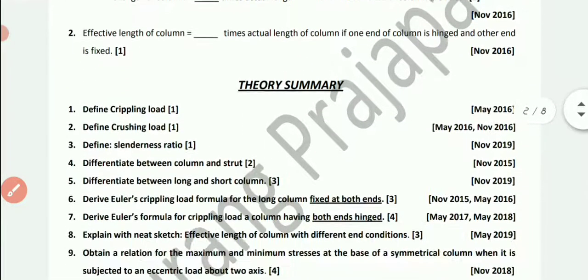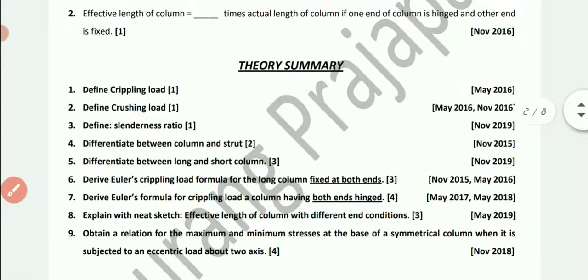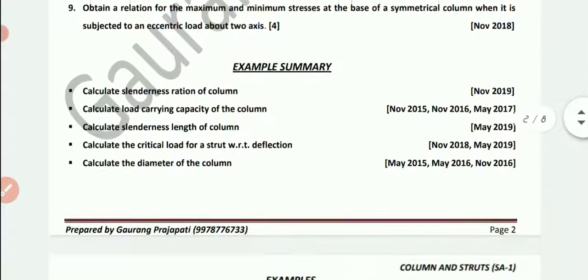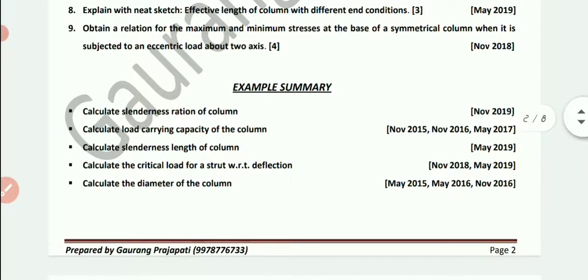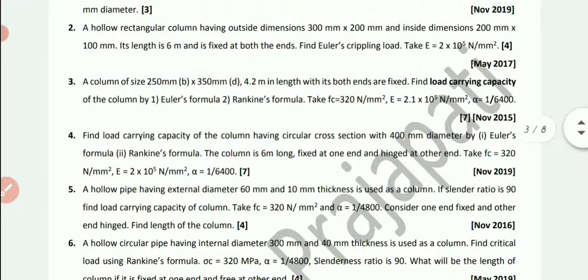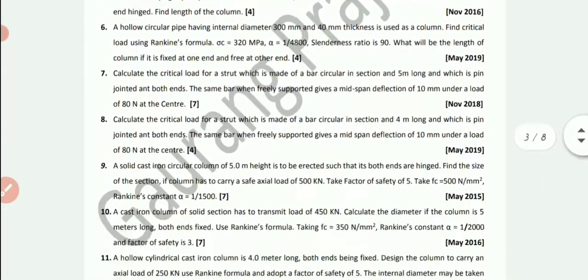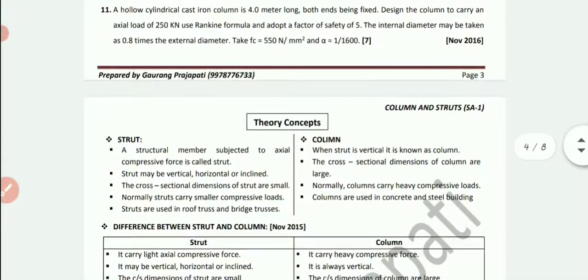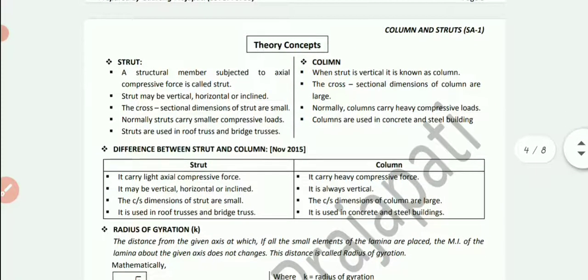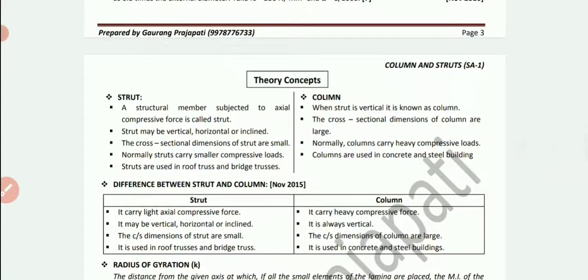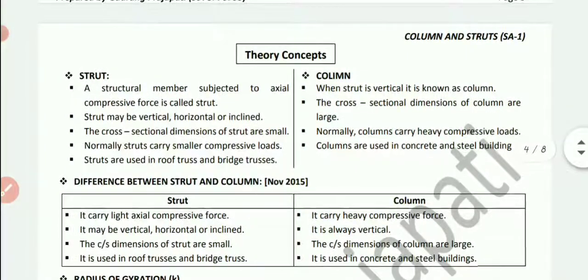This is the theoretical criteria of the chapter which have been asked in the examples. Few definitions and some of the derivations are there, while this one is the example summary of the chapter which has been asked in the exam, and these are the examples which were actually asked. I have solved at least minimum 1 or 2 examples of each and every method in this video. I will cover all the topics. So first of all, let's start with the theoretical concept.